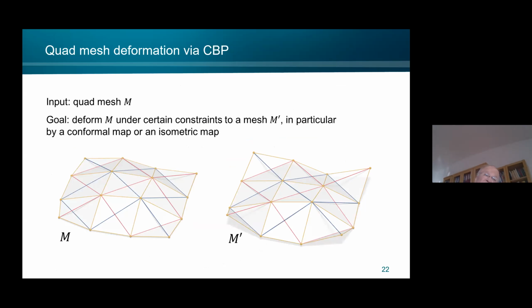Now we can easily do quad mesh deformations with help of these checkerboard patterns or with help of this discretization, which I've just mentioned. The goal is to deform a mesh M, let's say, into a mesh M prime under certain constraints. It could be a conformal map, an isometric map, or so. And of course, we have to look at the corresponding faces, corresponding diagonals, and their angles. So let me start by making this more detailed.